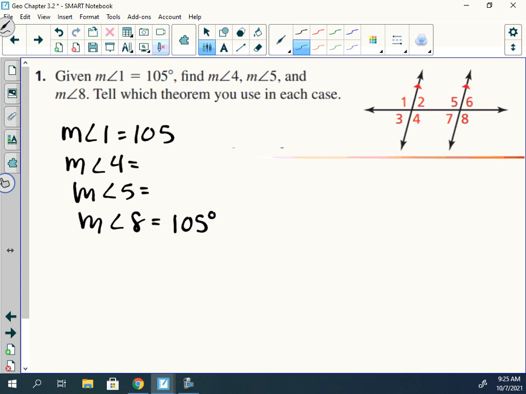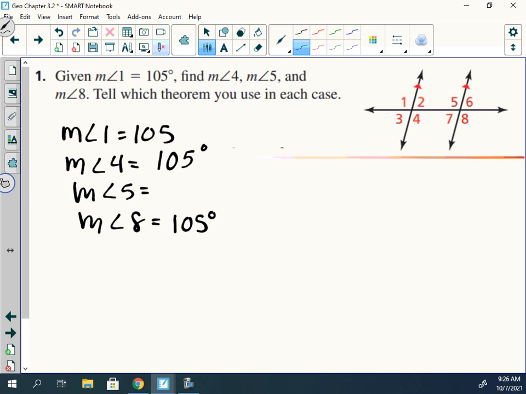What about 4? It would be 105 also, because they are vertical. Alternate interior, alternate exterior, corresponding, or consecutive interior angles do not share a common vertex. There's one key feature to them: we're talking about two different lines. Now, 1 and 4 are vertical angles, and that's how we could get it from here. Or 4 and 8 are corresponding.